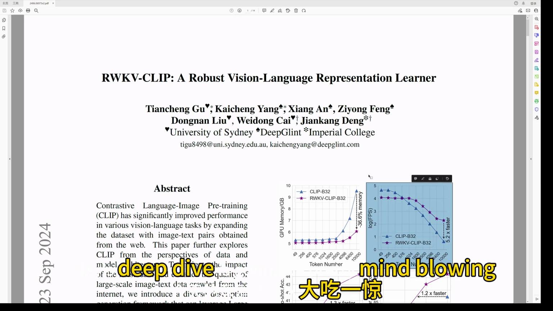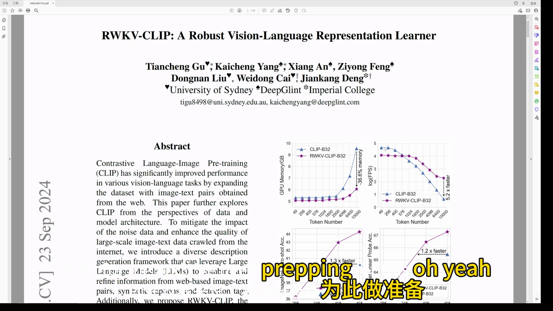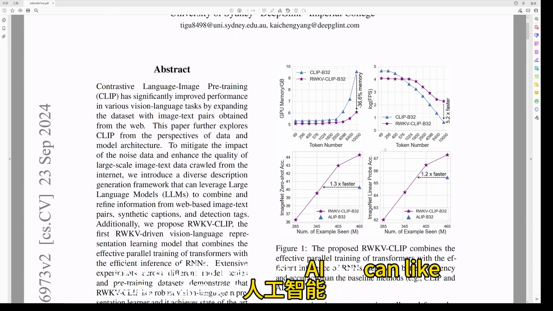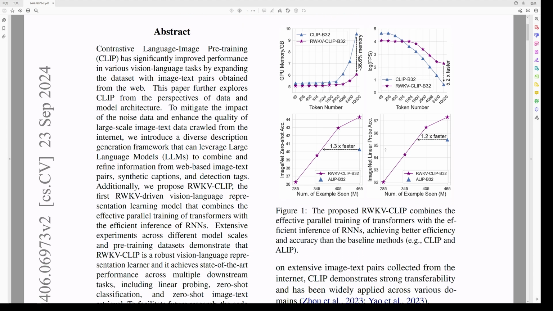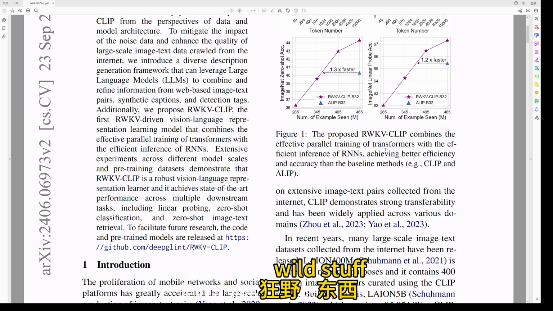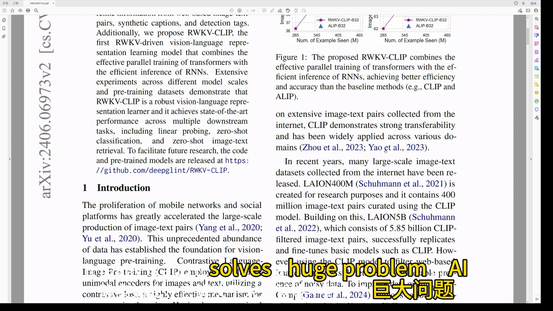Welcome back, everybody. Today's deep dive is going to be pretty mind-blowing, even for me, and I've been prepping for this. It's all about RWKV-CLIP, and this is all about AI that can understand the connections between images and text. Really wild stuff. Super efficient, too. It really is. And it solves a huge problem in AI.